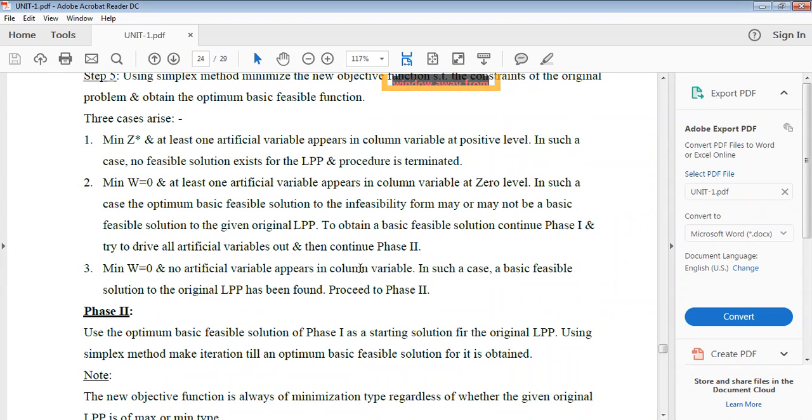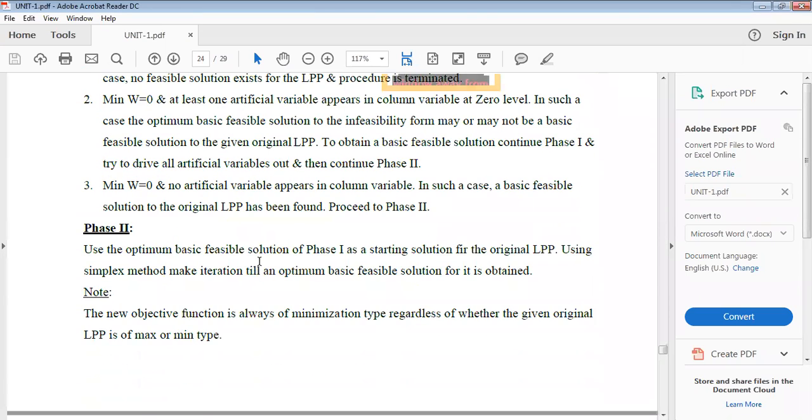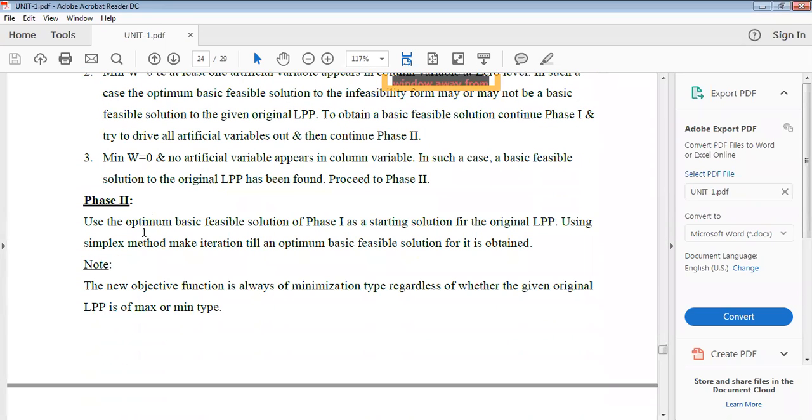Case three: no artificial variable appears in the column variable. In such a case, a basic feasible solution to the original LPP has been found. Proceed to phase two. This is the general procedure. In phase two, use the optimum basic feasible solution of phase one as a starting solution for the original LPP, and using the simplex method, iterate until an optimum basic feasible solution is obtained.